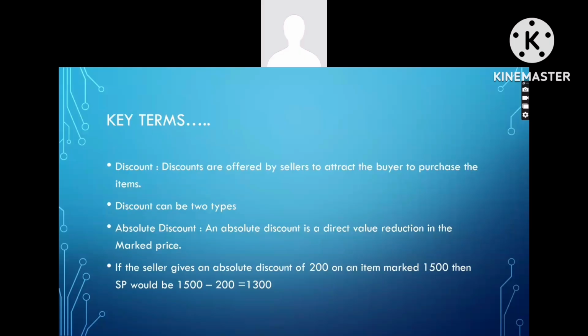Discount can be of two types. First one, absolute discount. An absolute discount is a direct value reduction in the market price. For example, if the seller gives an absolute discount of 200 on an item marked at 1500, then SP would be 1500 minus 200, 1300.